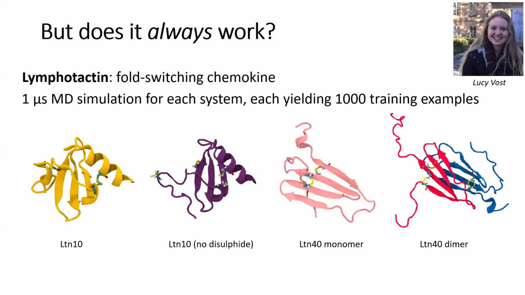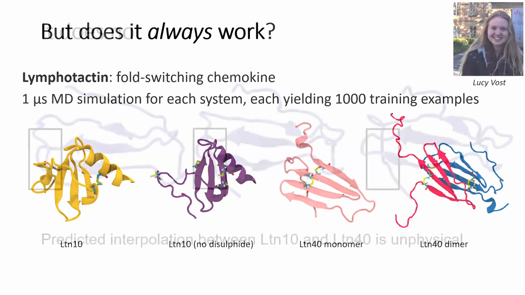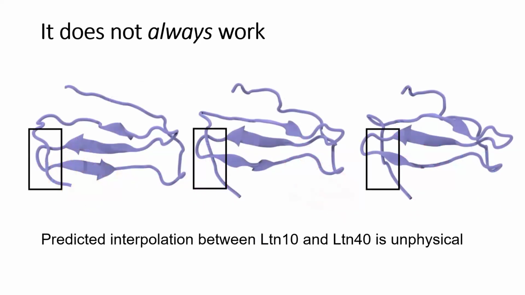So Lucy simulated 1 microsecond for each of those states, collected all this data, trained the neural network, and then asked, how do I go from one fold to the other? And well, according to the neural network, you need to have a magical tunneling of a protein through itself, which, as far as I know, should not be possible. So I'm very happy to tell you why it does that, because it's quite funny. Essentially, the neural network learns how to cheat.